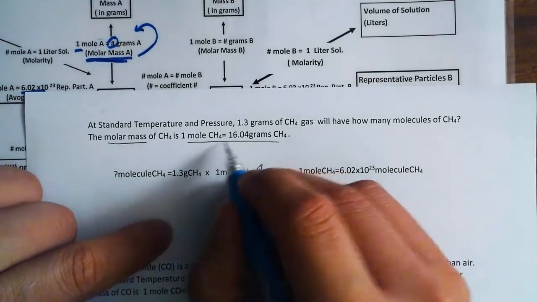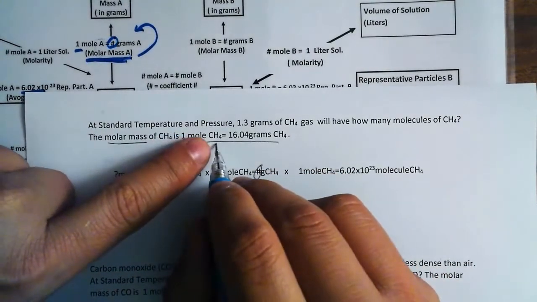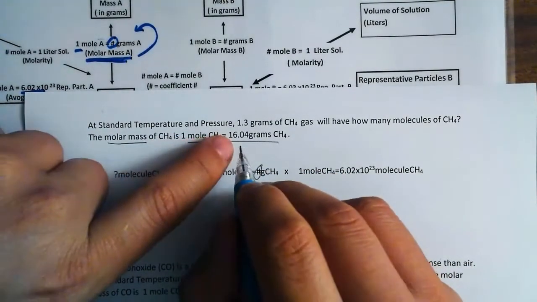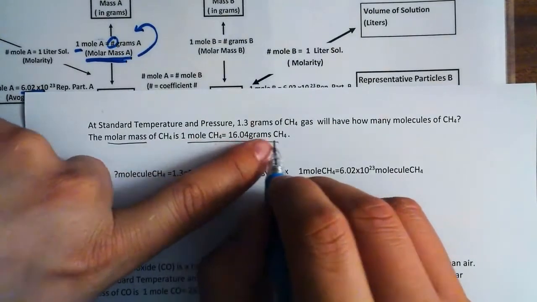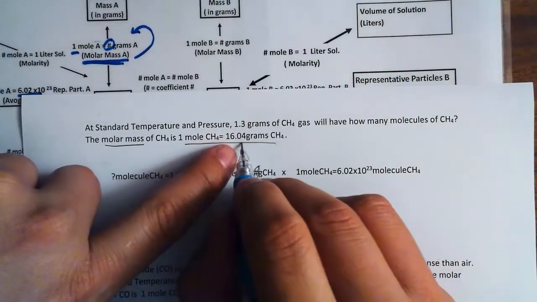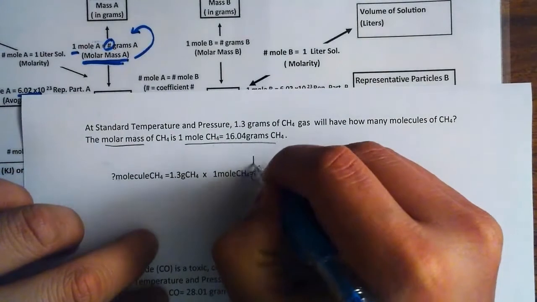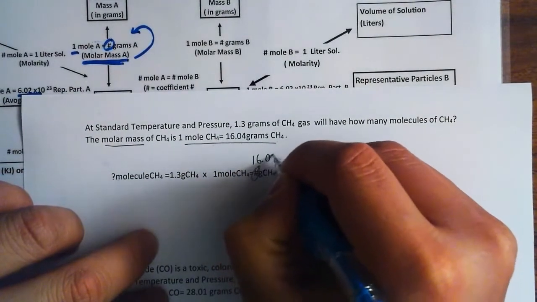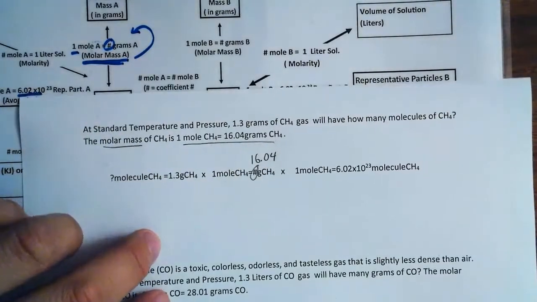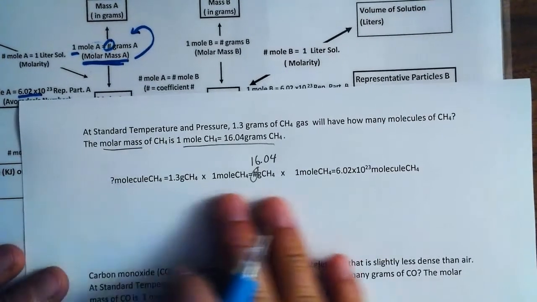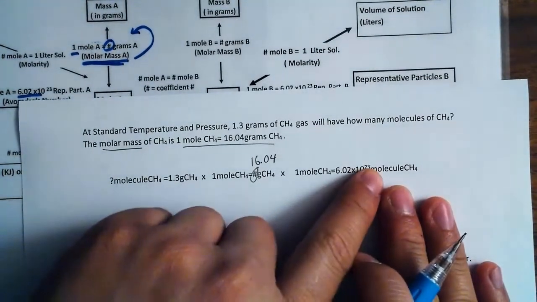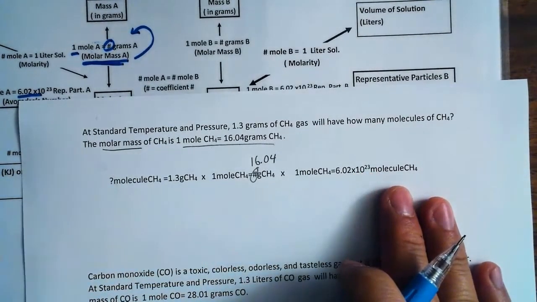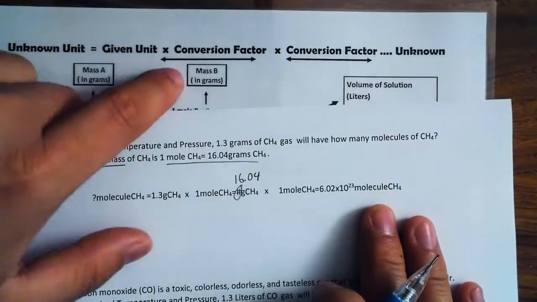So the molar mass is equal to what? 1 mole of A, which is CH4, equals the number of grams of CH4, and that number is 16.04. So now all the numbers are on the flowchart. So how do we apply this?